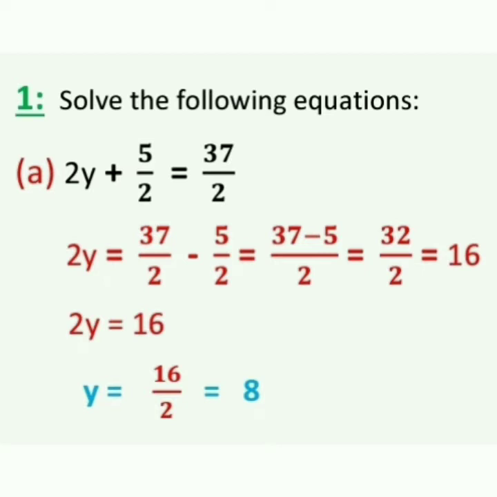Now first sum of exercise 4.3. Solve the following equation. A. 2y plus 5 upon 2 is equal to 37 upon 2. Then 2y is equal to 37 upon 2 minus 5 upon 2. Now solve the right hand side first. That is 37 upon 2 minus 5 upon 2 is equal to 37 minus 5 upon 2 is equal to 32 upon 2. After dividing by 2, we will get 16. Therefore 2y is equal to 16. Divide both the sides by 2. Therefore y is equal to 8 is the answer.